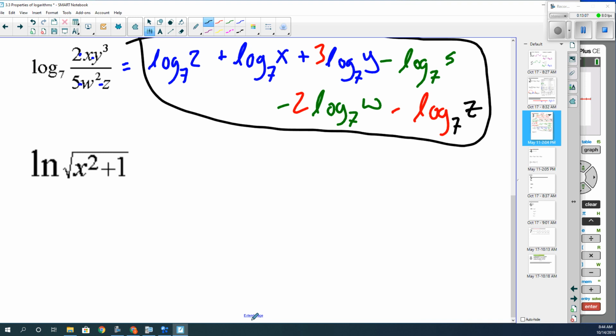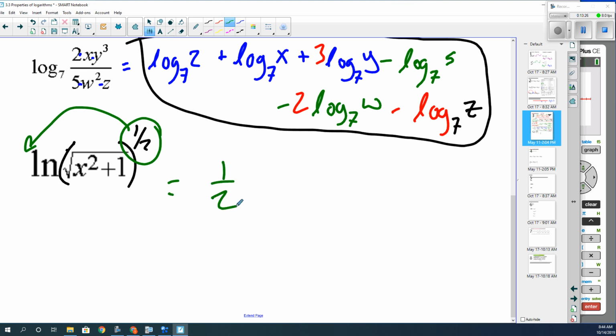I don't have inside of that natural log things that are being times together. I just have an x squared and a plus 1. I'm not allowed to expand out with addition or subtraction. So all I can do is say, okay, I know that root is the same as a 1/2 power. So I can bring that 1/2 power down. So I get 1/2 natural log of x squared plus 1. I can't go any further.